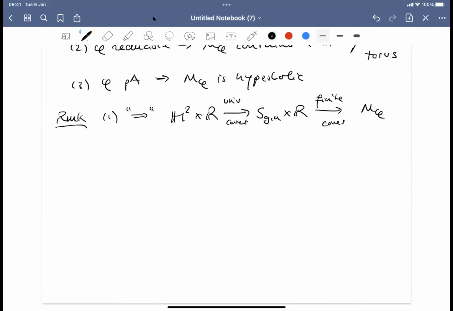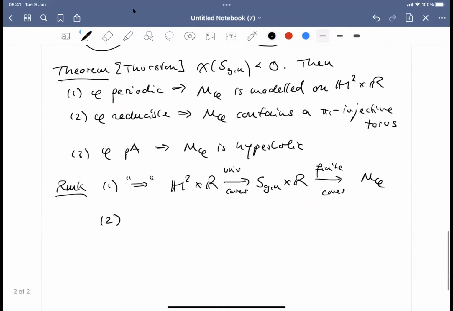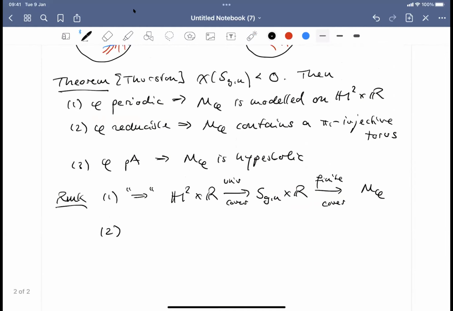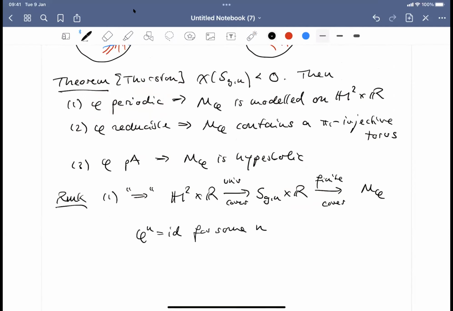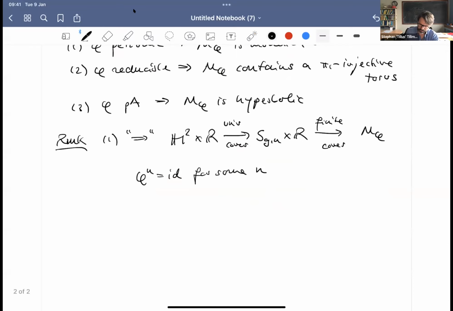Then the next thing is: why is this cover finite? I'm not able to see this M_phi from S_g. This is because phi is periodic, and so I know that phi to the n is the identity for some n.